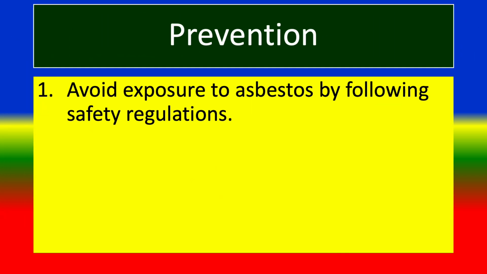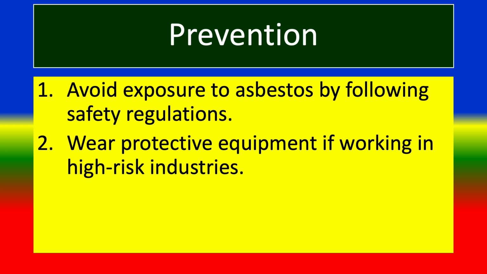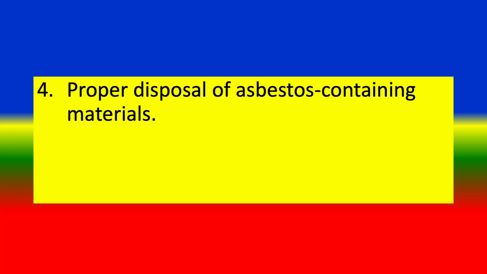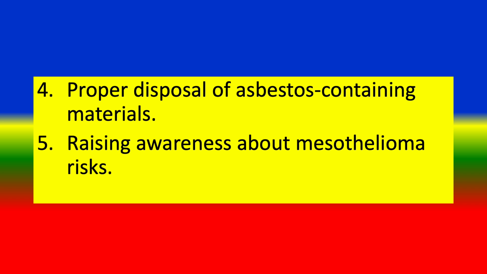Prevention. 1. Avoiding exposure to asbestos by following safety regulations. 2. Wear protective equipment if working in high-risk industries. 3. Regular health screening for at-risk individuals. 4. Proper disposal of asbestos-containing materials. 5. Raising awareness about mesothelioma risk.